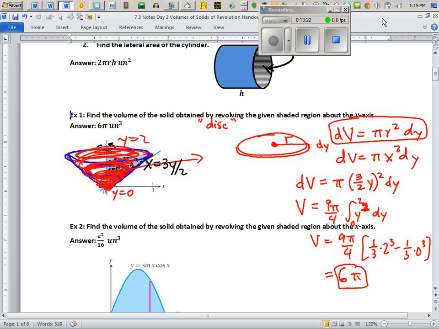First we'll draw the loop-de-doos. Then we'll find the disk. We'll sketch the disk, write the dV, integrate it, and we're done. So let's look at number 2.